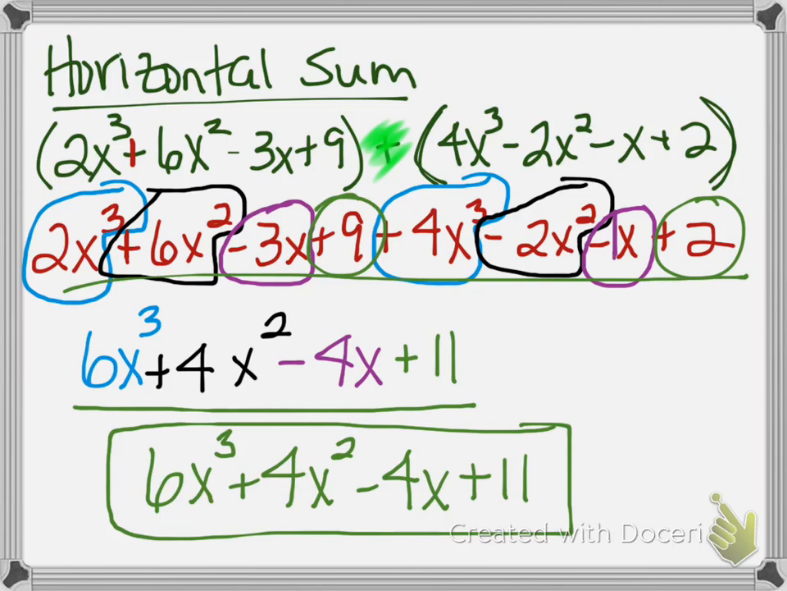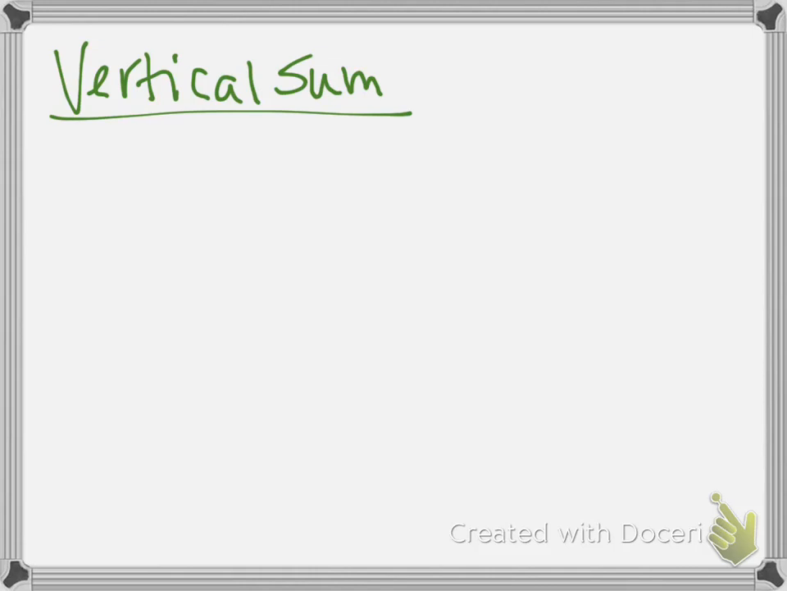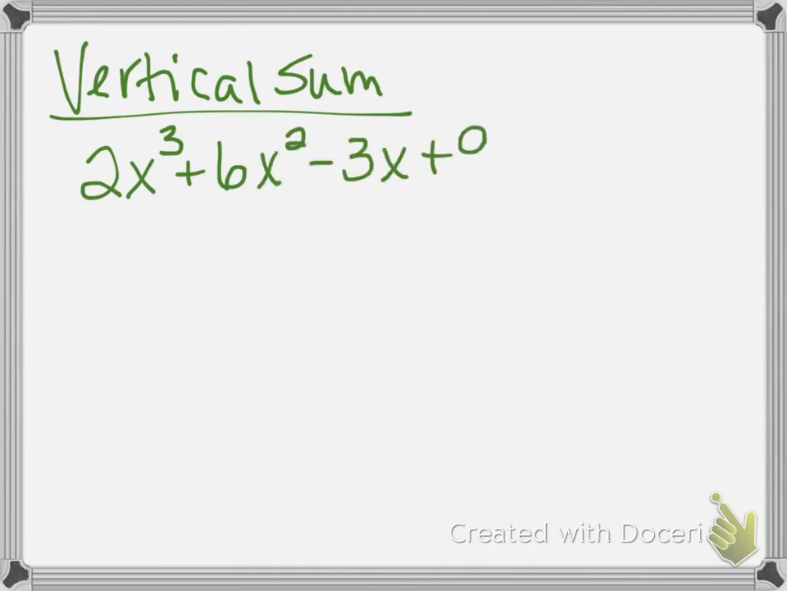Now, like I said, we could have done this vertically. So if I do the vertical sum, like I said before, we have to line the terms up vertically. So I have the first is 2x to the third power plus 6x squared minus 3x plus 9. The second one, when I line them up, I'm lining up my variables with the same exponents vertically. Luckily, this one is 4 terms and 4 terms, and all the terms match. So it's not too difficult.